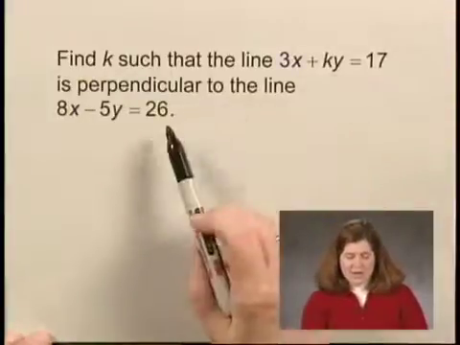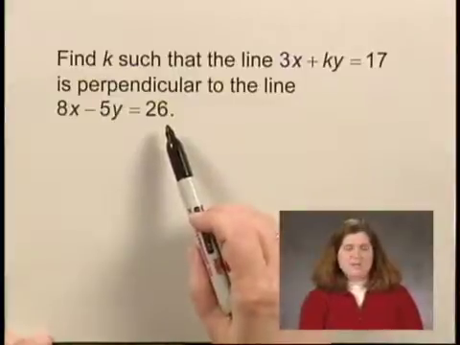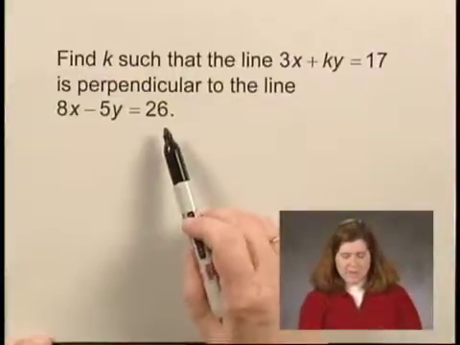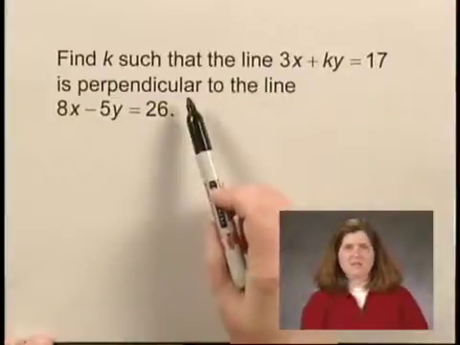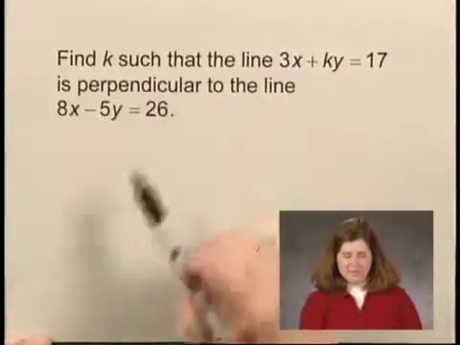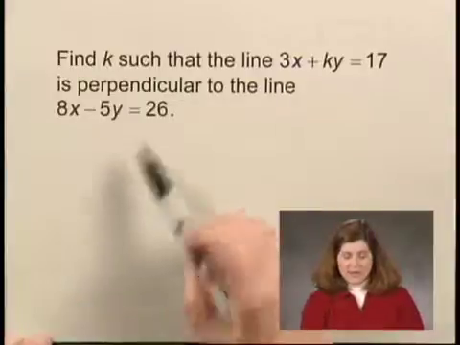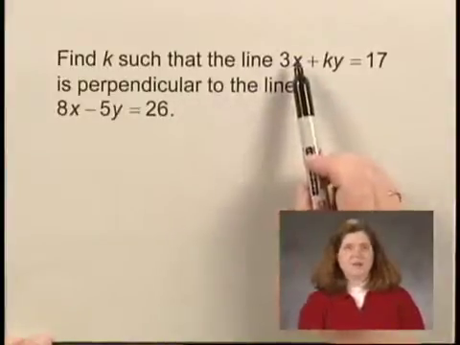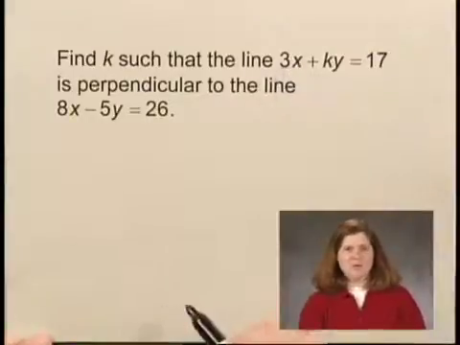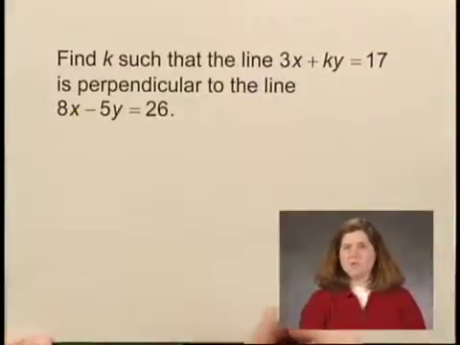When you see a problem like this, especially if it's not one that you've done before, we think about what we know. Well, we know about perpendicular lines that the product of their slopes is -1. And we can solve each of these two lines for y and find their slopes. Let's start by doing that and see if we can work from their slopes to be able to find the value of k.